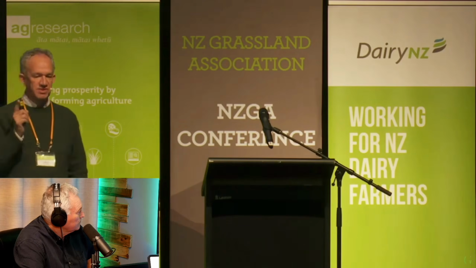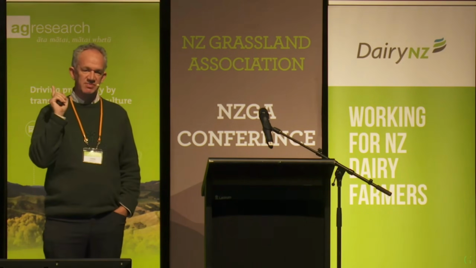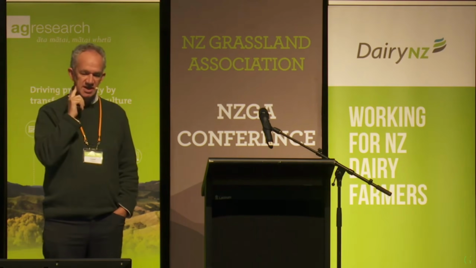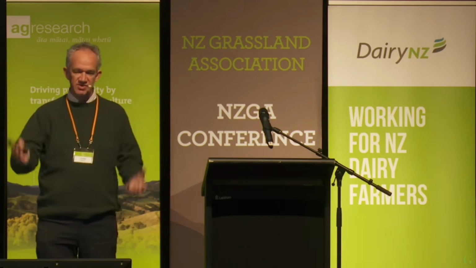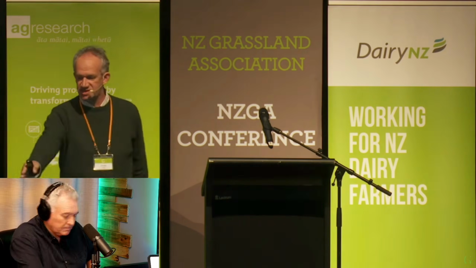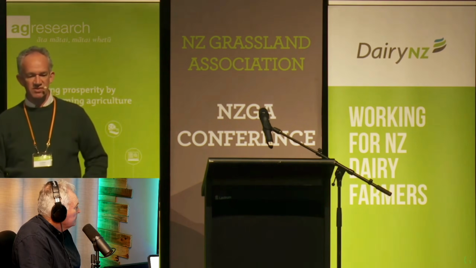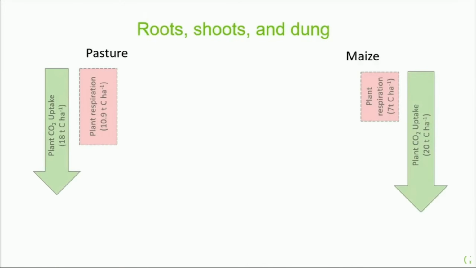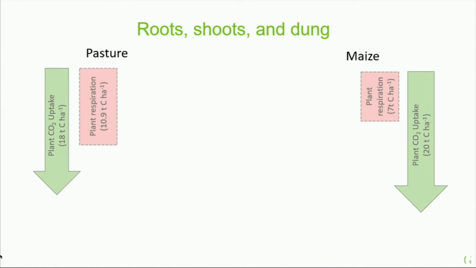One of the other problems or interesting things that happens, particularly with maize but possibly other supplemental feeds, is they look great, right? Because you get, this is the CO2 uptake by pastures and maize for those two sites, 18 tonnes and 20 tonnes. And where does all that CO2 go? Well, a lot of it goes straight back into the atmosphere through plant respiration as the plants grow, but not as much in maize. So maize is not putting so much back into the atmosphere.